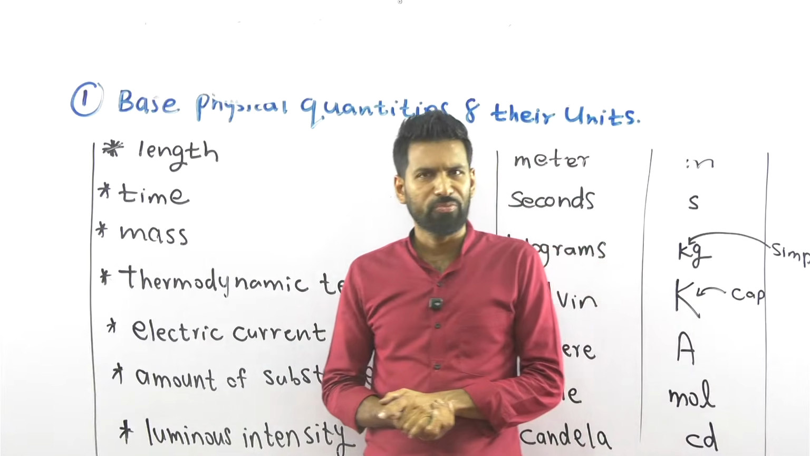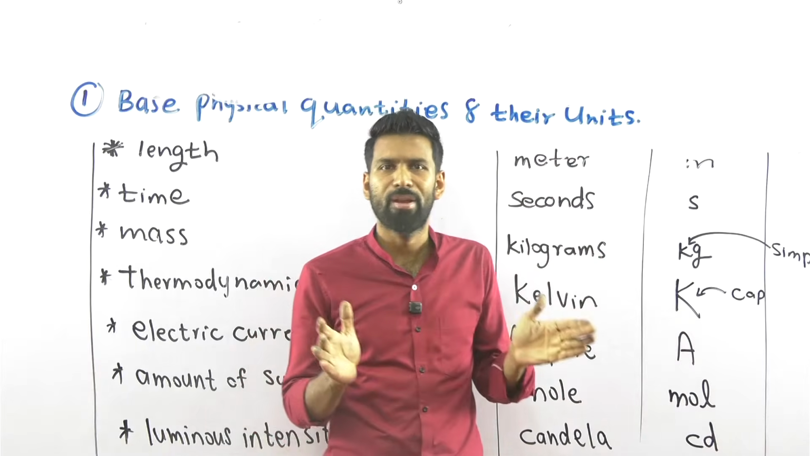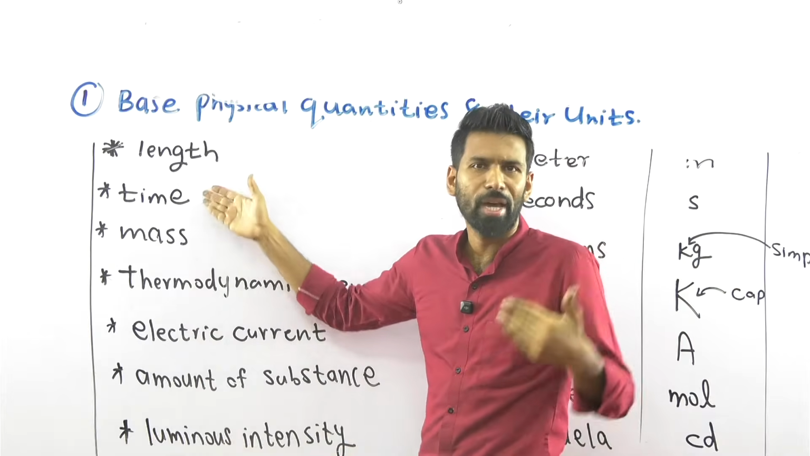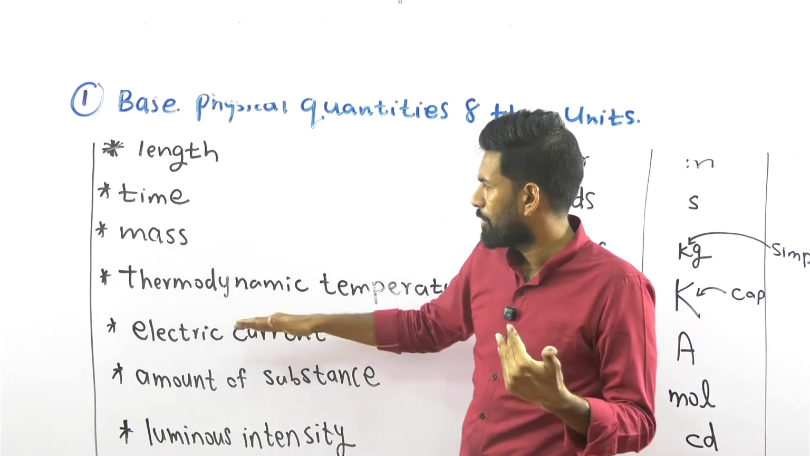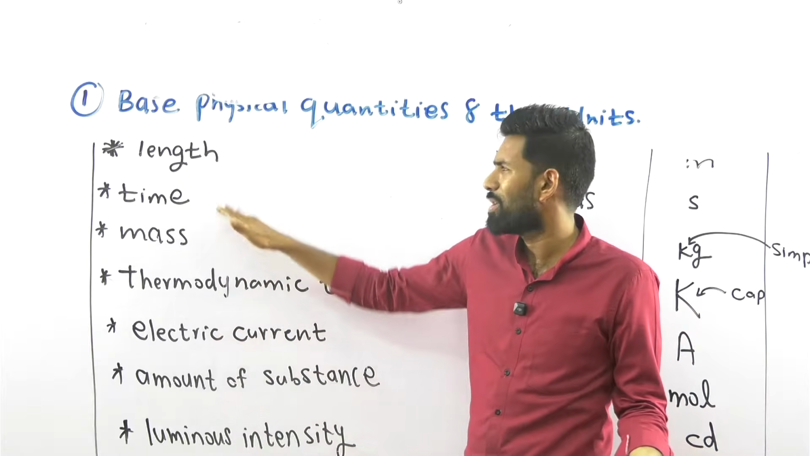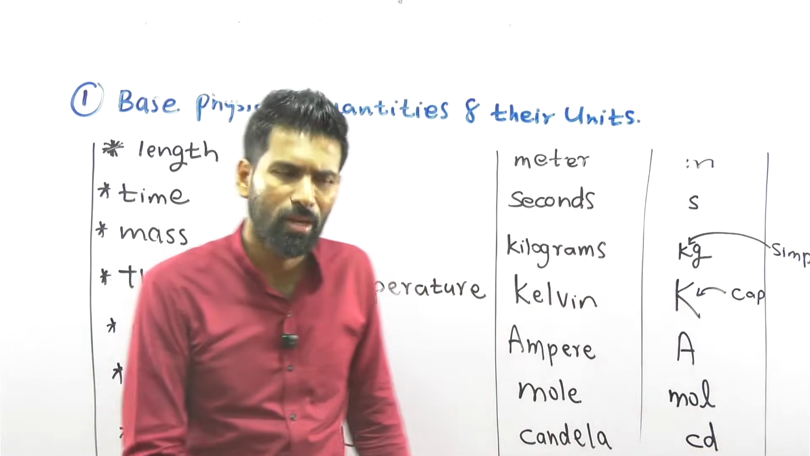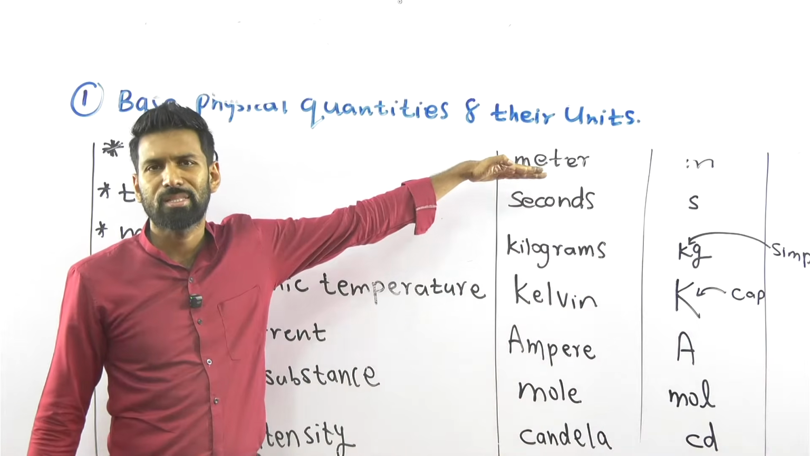The 7 base physical quantities are the physical quantities that are independent from one another. To explain mass, you don't need time. Mass is independent from time. To explain electric current, you don't need mass. Electric current is independent from mass. To explain luminous intensity, you don't need meters, length.